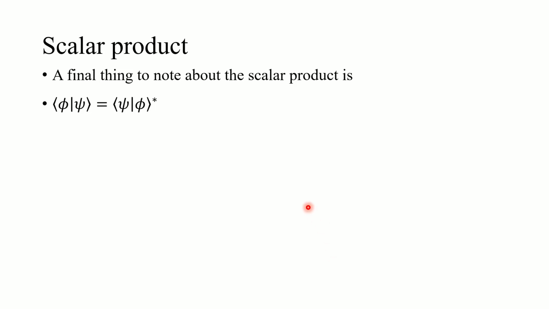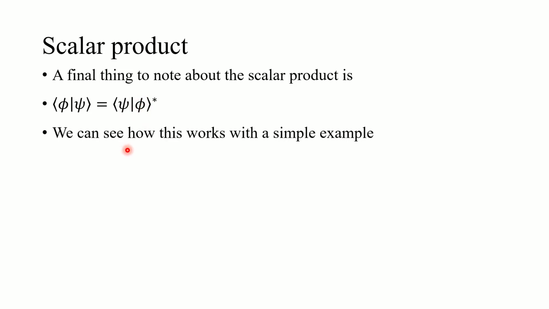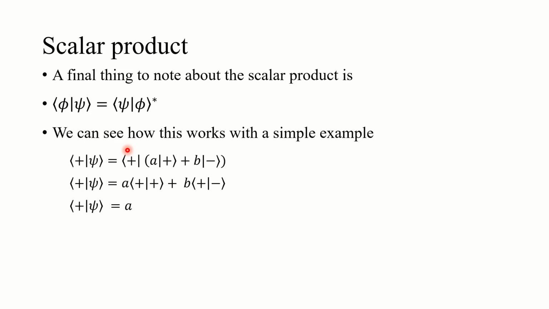One final thing to know about the scalar product that's worth mentioning is that if you reverse the order of the inner product you're taking, you get the complex conjugate. So a general vector phi inner product with psi is equal to the complex conjugate of psi inner product with phi. And you can see this through a simple example that we just worked through half of.